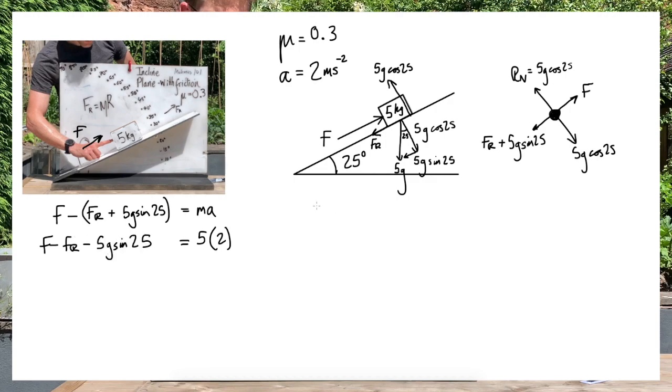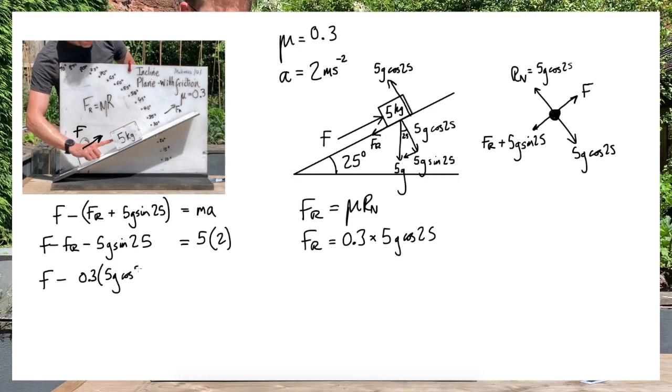Okay, let's work out what FR is. FR must be mu times our normal reaction. So FR is 0.3 multiplied by 5G cos 25. Okay, so let's put this all together. So we have F minus 0.3 times 5G cos 25 minus 5G sine 25, and this must equal 10.